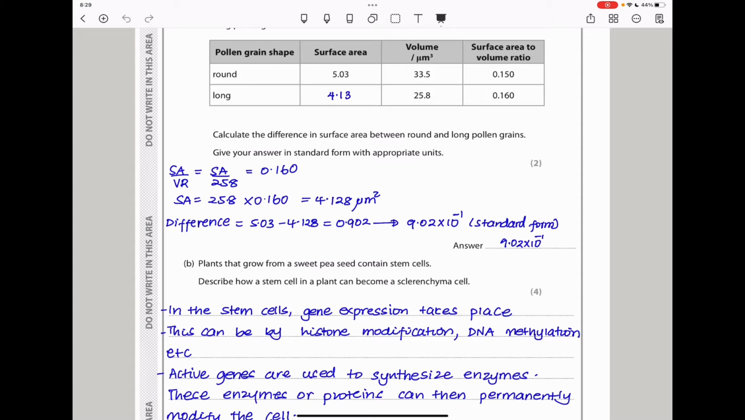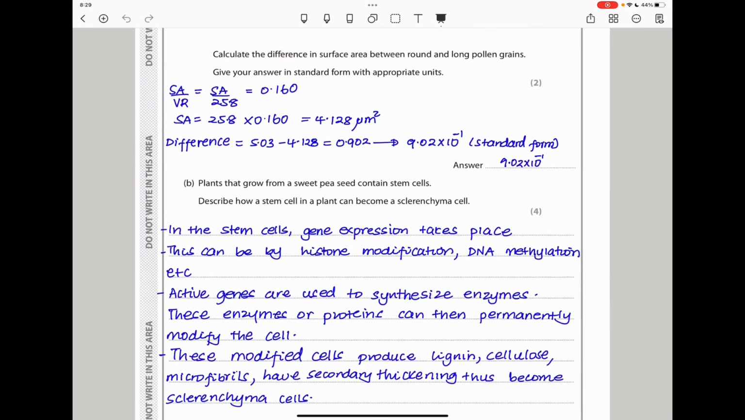So here they want us to find the difference. The difference should be that minus that, which we get as this. And they want the answer to be in standard form. So 0.902 is the same as 9.02 times 10 to the power negative 1 in standard form.